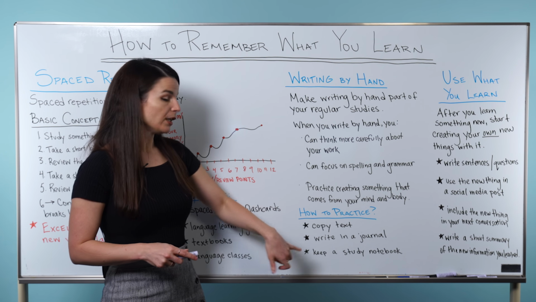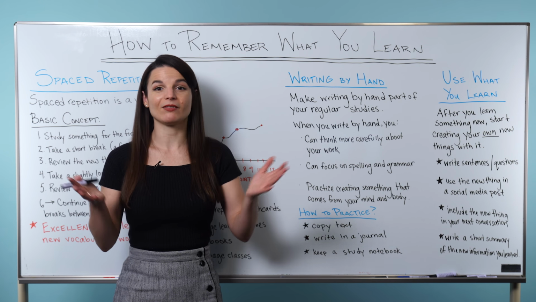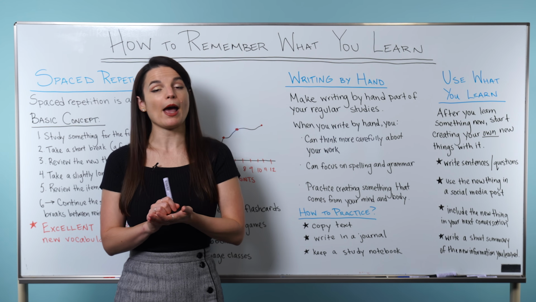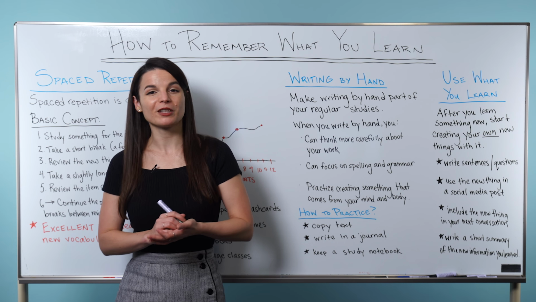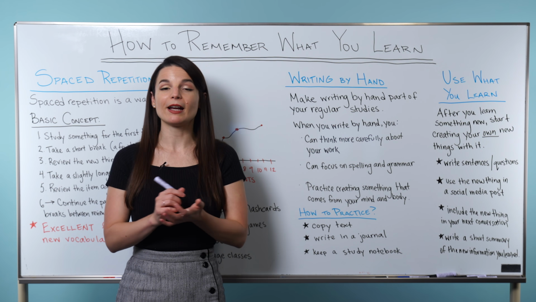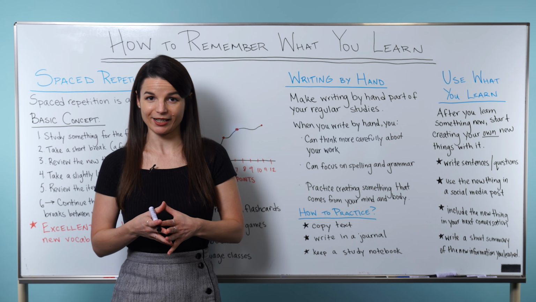The second tip is to write in a journal. If you keep a short journal every day, like at the end of the day, for example, you write about what happened, what's coming up for you, what was exciting for you, some opinions about the day. You can write in a journal every day by hand to get another form of practice with this.